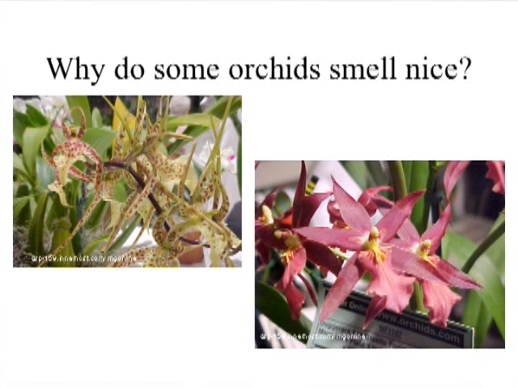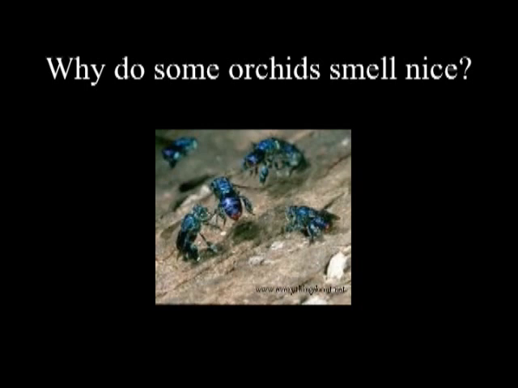Well, of course, it's to help attract pollinators who also like the smell to come and pollinate the flowers so that the plant can reproduce. Now, interestingly, many orchids are pollinated by bees of the Euglossinae. These are metallic bees, and it's interesting because the male visits flowers even though the orchids have no nectar there.